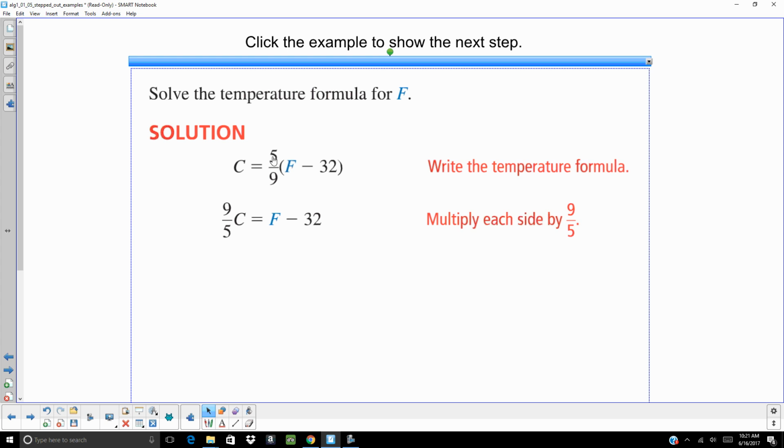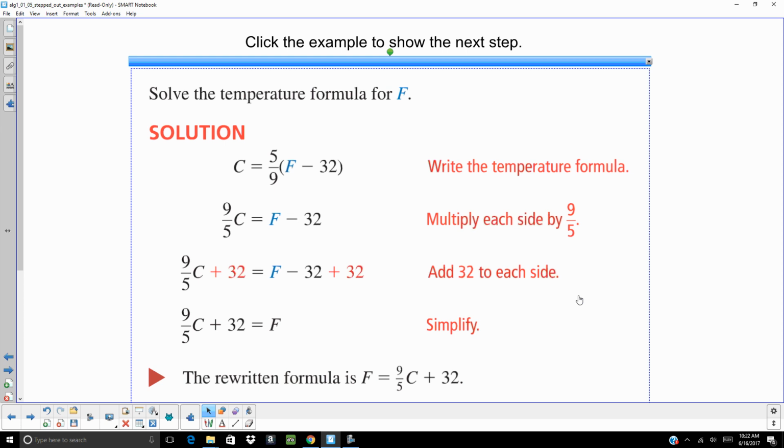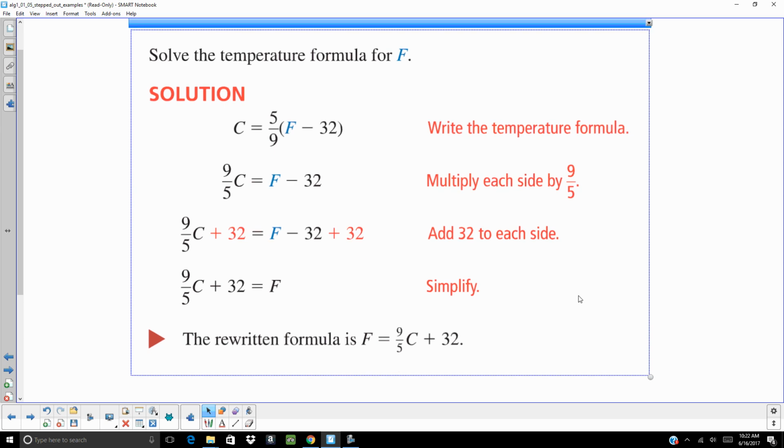To get rid of that 5/9, you multiply both sides by that reciprocal, which is 9 over 5. That's where that 9 over 5 C comes from. And when you multiply this side by 9 over 5, those are reciprocals, so they cancel each other out. Now, I've got that minus 32, so I'm going to have to add 32 to both sides. And I'm going to get 9/5 C plus 32 equals F. So now I've got the temperature formula solved for F.